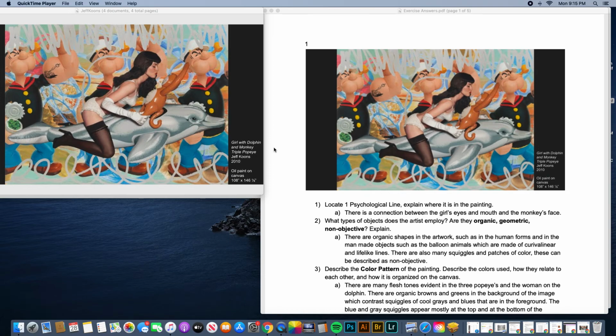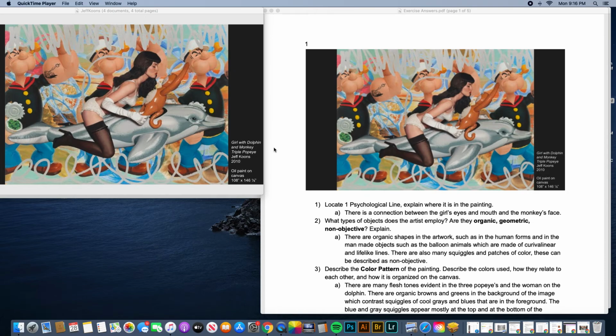Question 2. What types of objects does the artist employ? Are they organic, geometric, non-objective? Explain. My answer: there are organic shapes in the artwork, such as in the human form and in the man-made objects such as the balloon animals, which are made of curvilinear and lifelike lines. There are also many squiggles and patches of color. These can be described as non-objective. It's not uncommon for an artist to use multiple types of shapes, and you can describe those shapes differently.